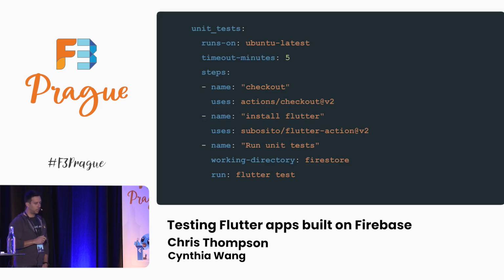So this is an example of a GitHub Action job, and it's going to run our Friendly Eats unit tests. Going top to bottom, we can see the test runs on Ubuntu latest. It has a timeout of 5 minutes, and there are 3 steps we're going to perform here. First, we're going to check out the latest code version. Second, we're going to install Flutter with the subosito Flutter action. And finally, we're going to run our test with the flutter test command.